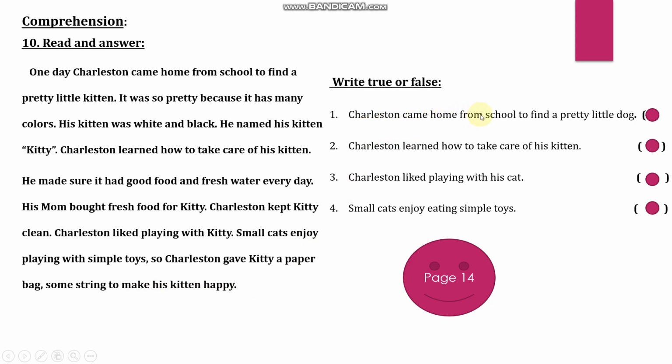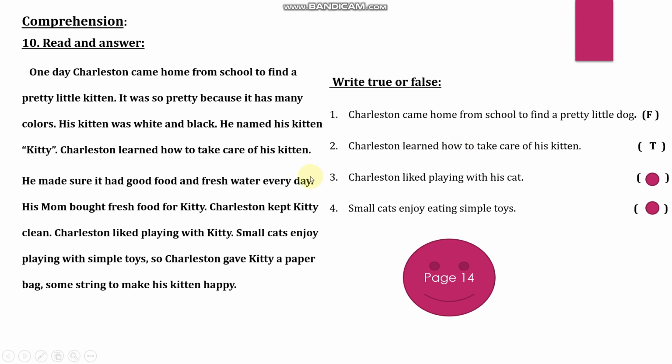Number 1. Charleston came home from school to find a pretty little dog. Did you hear dog in the passage? No, because if you go up, you will find that one day Charleston came home to find a pretty little kitten. So, it's not correct. It's false. Number 2. Charleston learned how to take care of his kitten. Search in the passage. Yes, you'll find that Charleston learned how to take care of his kitten. It's true.